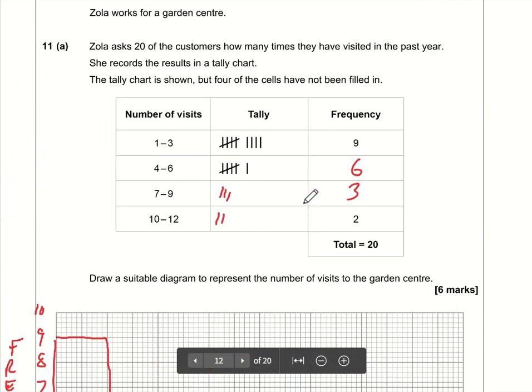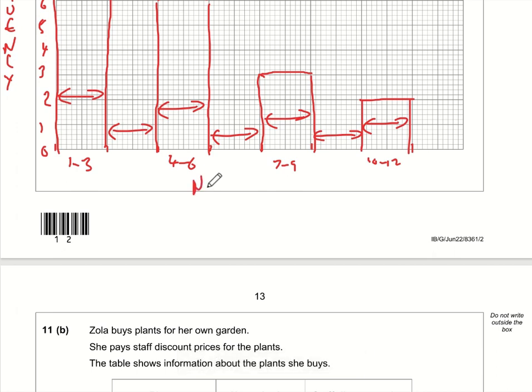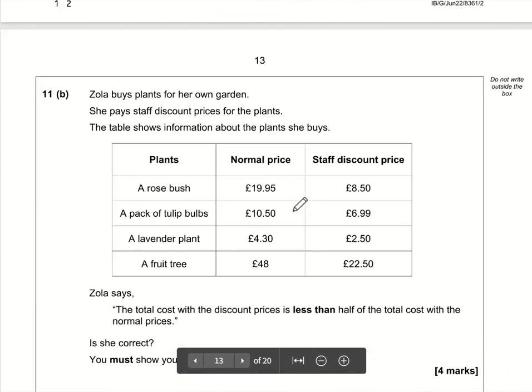And maybe we should put in a scale, sorry, not put in a scale, put in an axis title. So this is number of visits. There we go, and we're done.